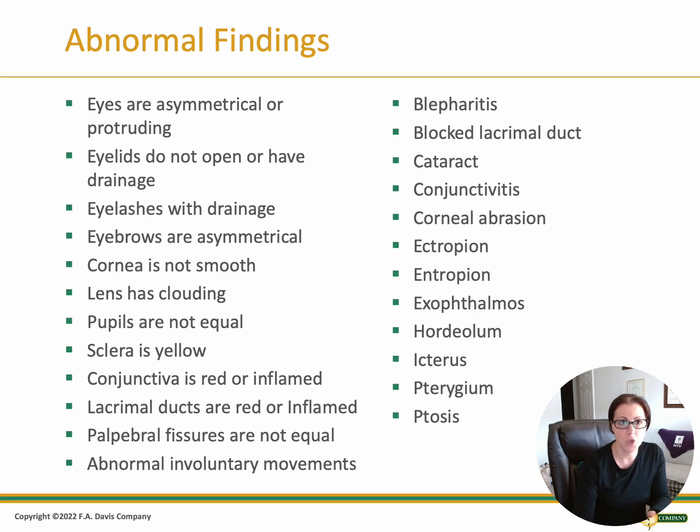I do want you to know the terminology that is located on the right side of this slide. So look those terms up. They should be throughout your book chapter, chapter 11, to help you understand what each of those terms mean. Ectropion, entropion, exophthalmos, hordeolum, icterus, ptosis.